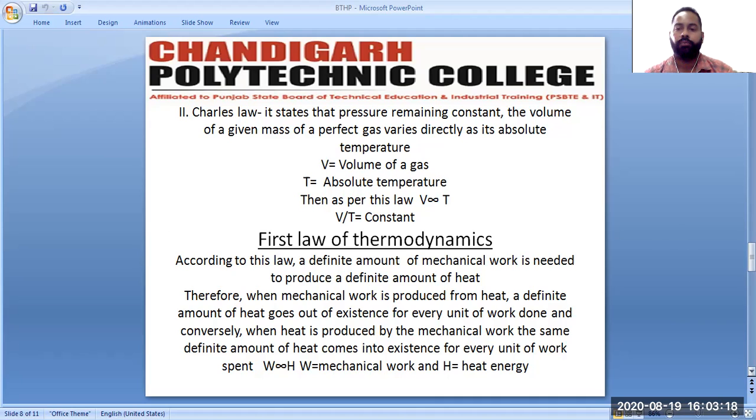Next topic is first law of thermodynamics. According to this law, a definite amount of mechanical work is needed to produce a definite amount of heat. We need some mechanical work to produce heat in first law of thermodynamics. Therefore, when mechanical work is produced from heat, a definite amount of heat goes out of existence for every unit of work done. And conversely, when heat is produced by the mechanical work, the same definite amount of heat comes into existence for every unit of work. So, mechanical work is directly proportional to heat. We need some amount of heat to produce mechanical work. If W is equal to mechanical work, H is equal to heat energy, so W is directly proportional to H in first law of thermodynamics.